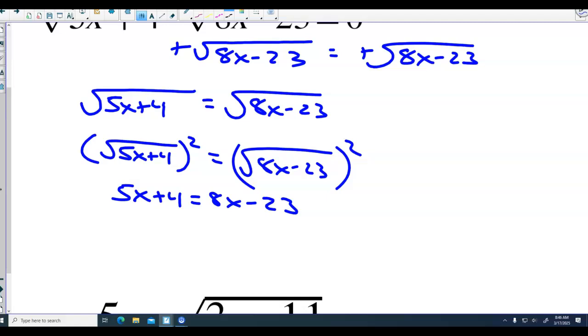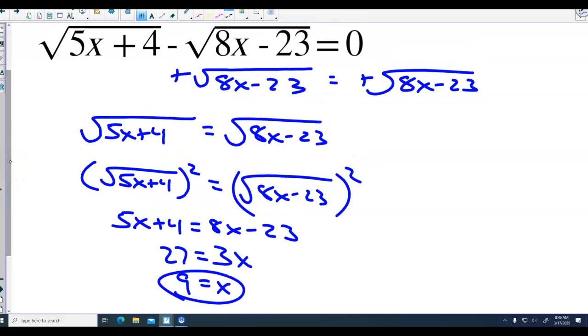I'm going to add 23 to both sides and get 27. I'm going to subtract 5x on both sides and get 3x. And then we divide 3 on both sides. My x equals 9. And plug it back in.